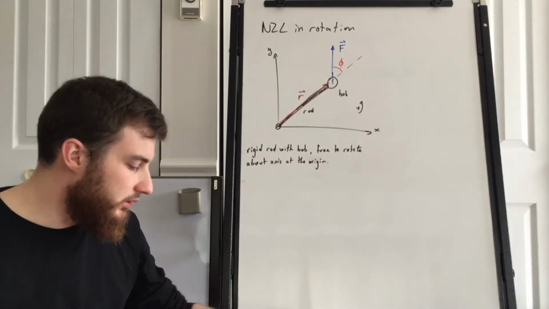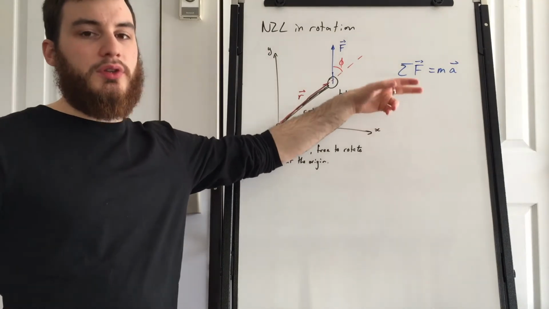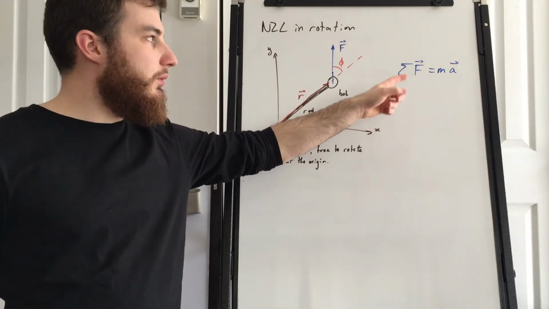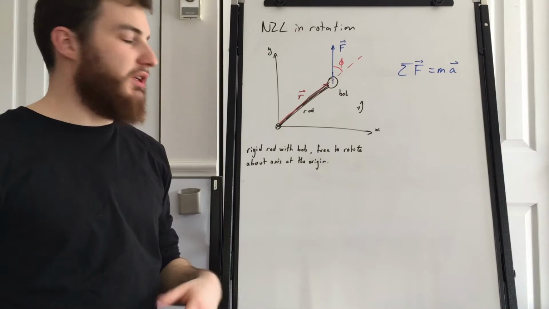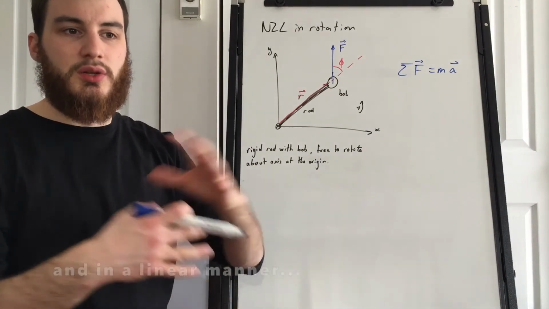Well, Newton's second law in linear motion said this. The sum of the forces, or the net force acting on an object, is equal to the mass times the acceleration of the object. That assumed that all of the forces were going through the center of mass and the object was accelerating uniformly.